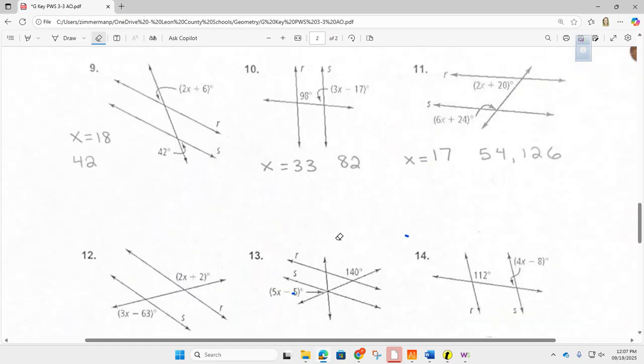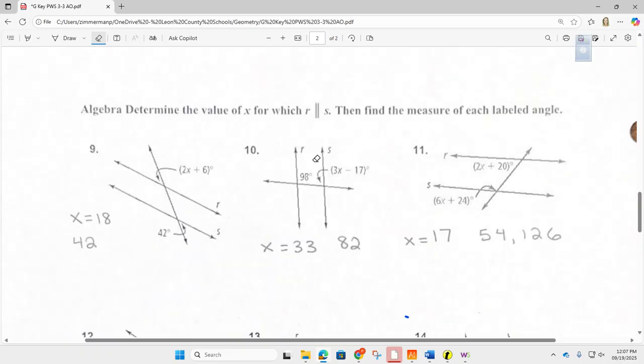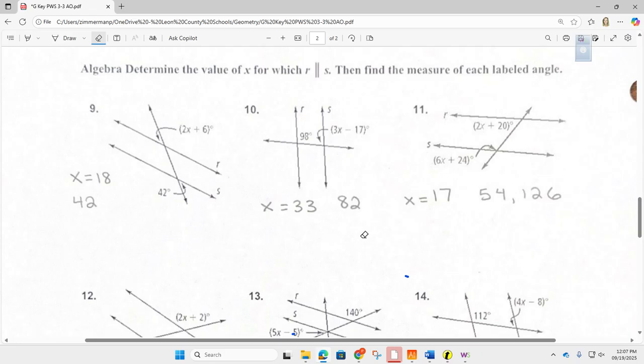Bless you. Yep, you're just finding the value of x. So you did have to write an equation. Writing the equation will show me that you know the relationship between the angle pairs.